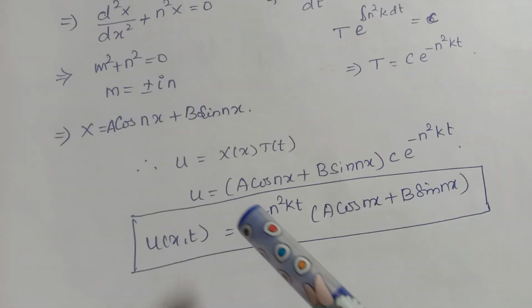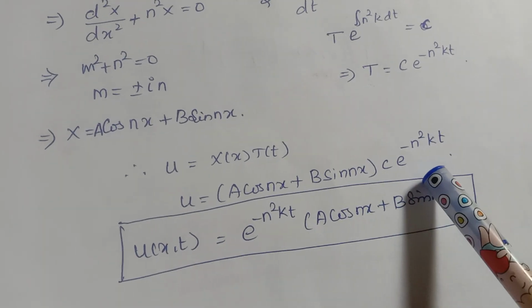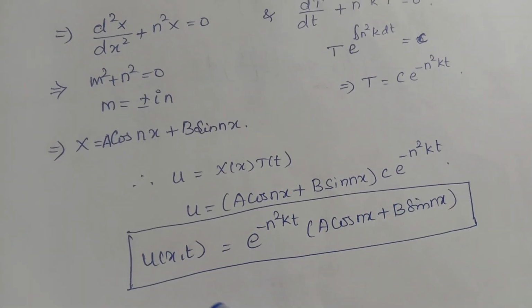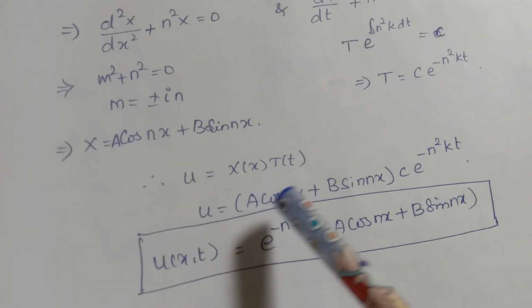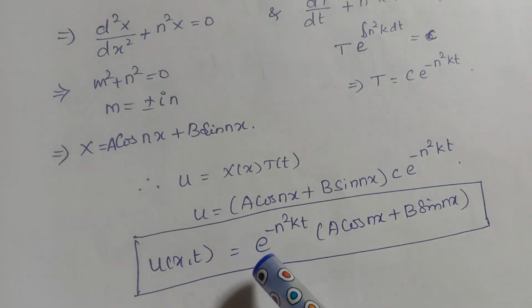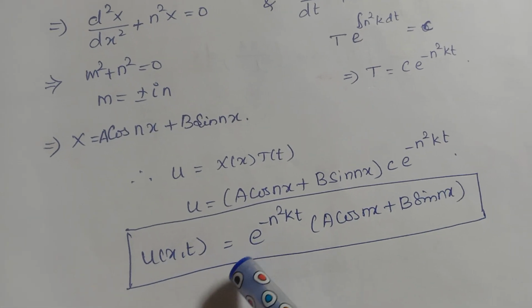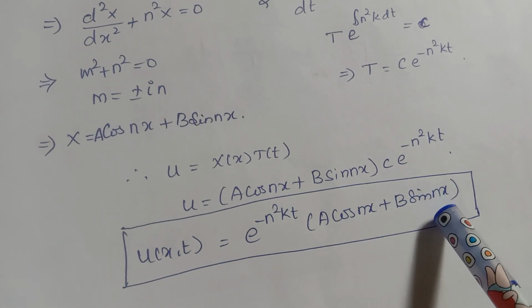So u is equal to (a cos nx plus b sin nx) into c e power minus n square kt, right? So u of x comma t is equal to... here this constant c is there, no? Already a and b are constants, so no need to write this separate c as a constant. So we can write the general solution as u equal to e power minus n square kt into (a cos nx plus b sin nx).